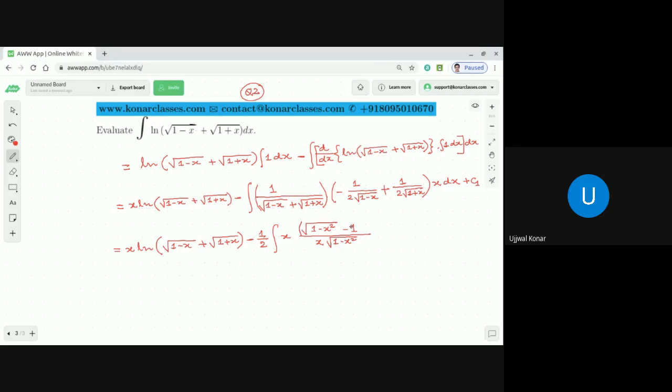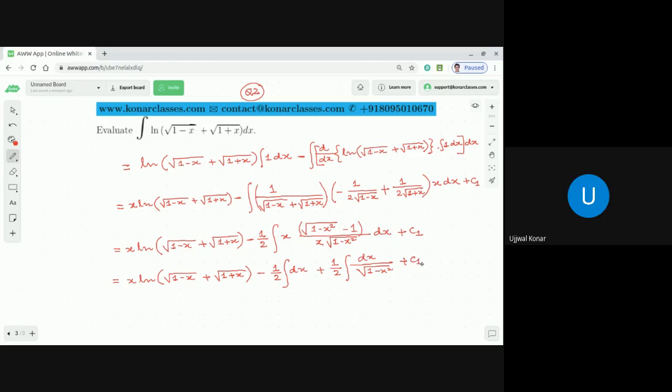So let me give a bracket here so that dx and the previous integrating constant I am keeping intact. So that is equal to x into ln of square root of 1 minus x plus square root of 1 plus x, minus 1 by 2 into integration of x into square root of 1 minus x by x into square root of 1 minus x, that is integration dx, correct or not? Plus 1 by 2 integration dx by square root of 1 minus x square, correct or not? Clear or not clear? Yes.